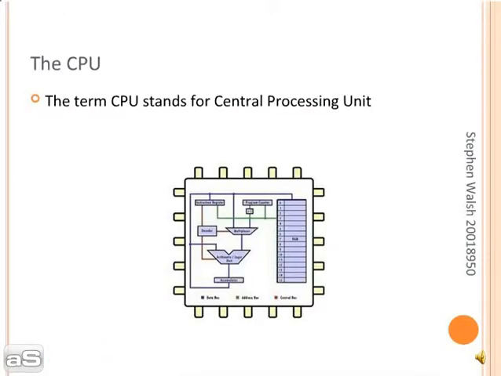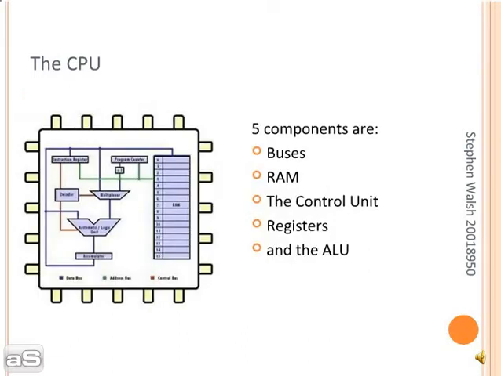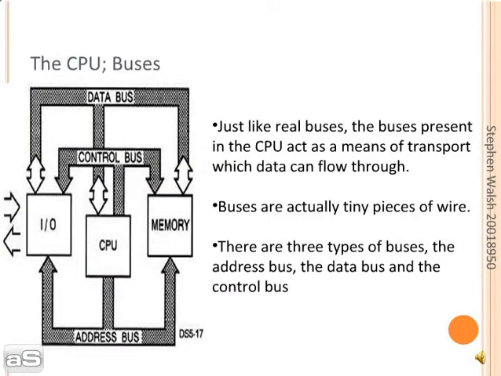The first part of the presentation concerns the CPU. The term CPU stands for Central Processing Unit. The CPU is divided into 5 components: buses, RAM, the control unit, registers, and the ALU. There are 3 types of bus: the address bus, the control bus, and the data bus.